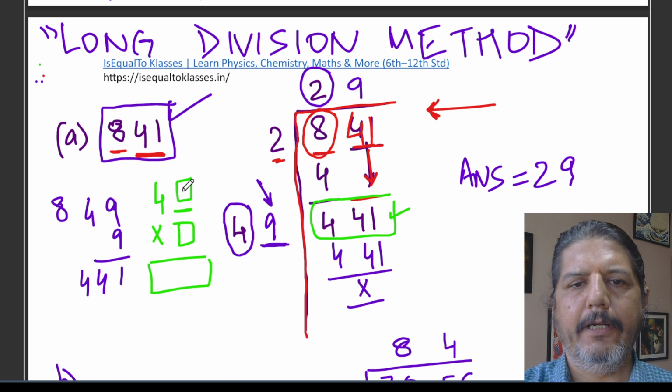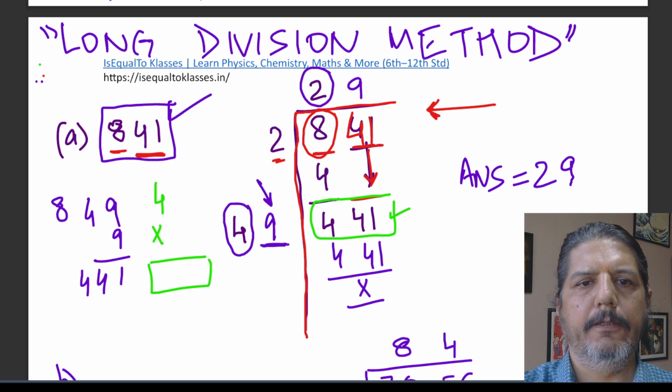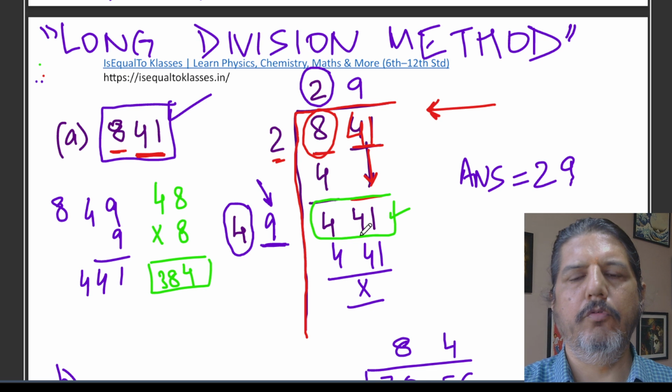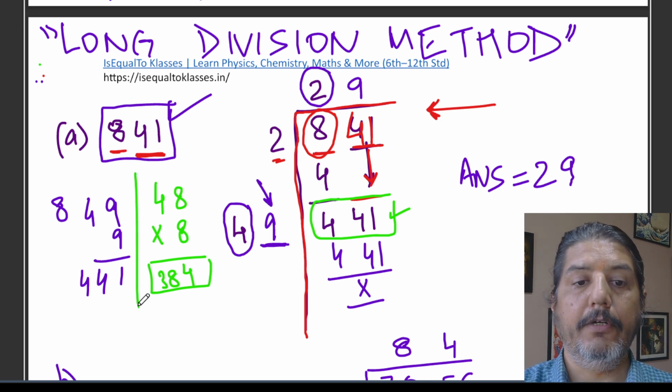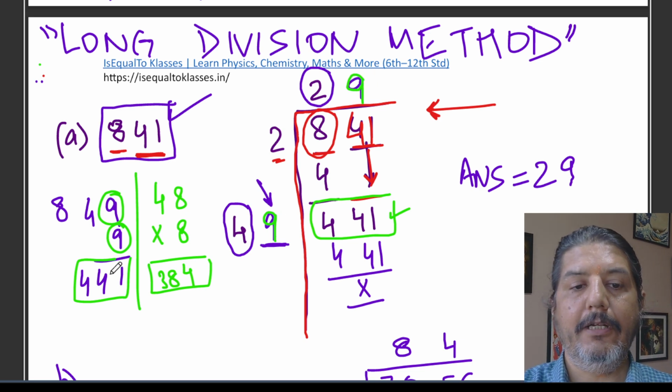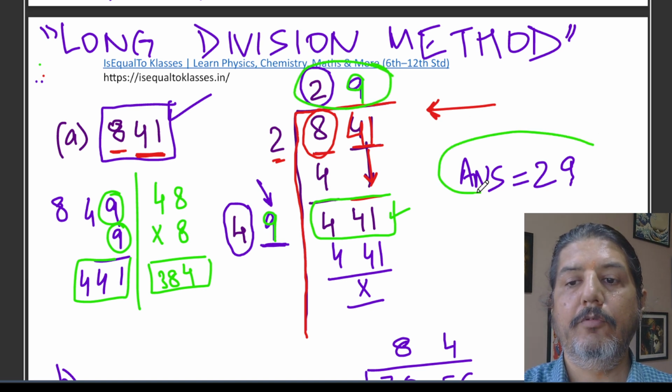So let me write 8 here. If I write 8 here, the same number has to be repeated here. So 8 eights are 64, 8 fours are 32, and we get 384, which is less than 441. But can I take a higher number? If I take a higher number, 9 into 9, the number becomes 441. Of course, I have 441 here. So I put 9 here and the same number here. 9 nines are 81, giving 441. So my answer would be this quotient, 29.